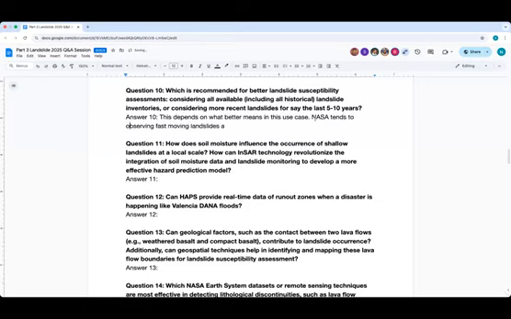So typically, if you're thinking about shallow, fast-moving, catastrophic failures like that, maybe your shorter-term landslide inventory may be more relevant.